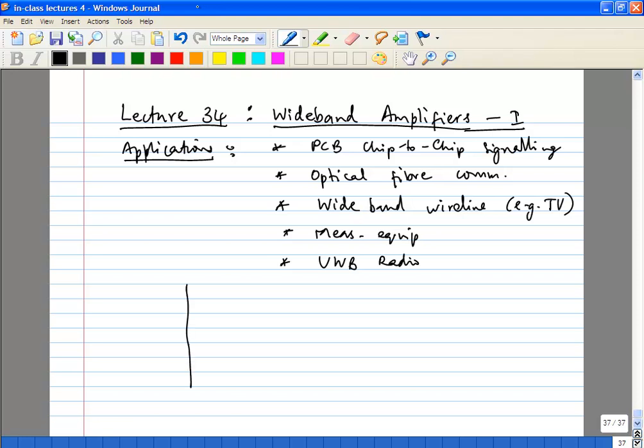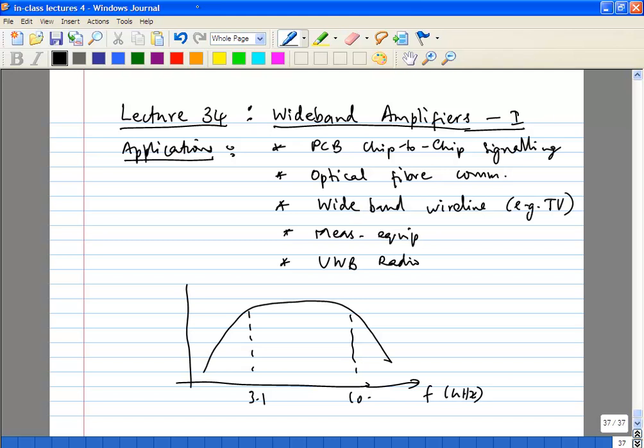So if you look at your circuit response, you probably need to have something like this. Let's call this the gain, for example.